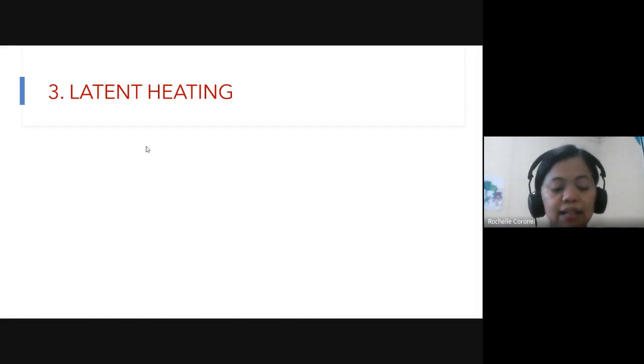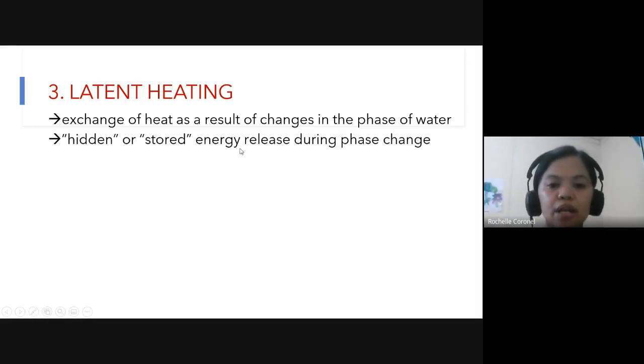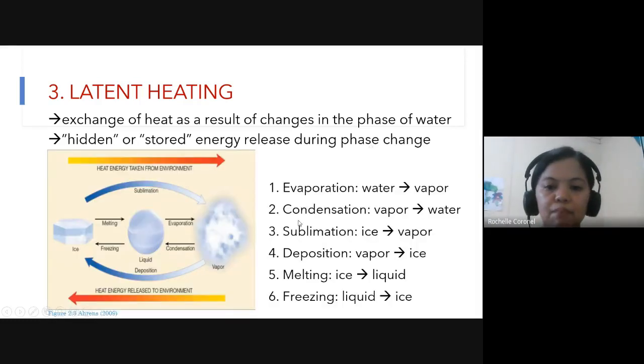And then the third mechanism is latent heating. Latent heating is the exchange of heat as a result of changes in the phase of water. It's the hidden or stored energy released during the phase change. These are the examples of this phase change. Evaporation, for instance, is the change of water from liquid phase to vapor or gas phase, and so on.